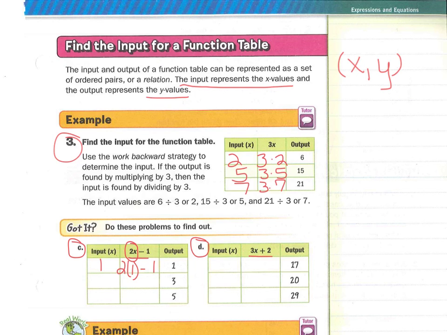So let's work backward and think about the next one again. We want our answer to be 3. We know that something minus 1 is 3. Well, 4 minus 1 is 3. So we know that 2 times 2 is 4, and 4 minus 1 is 3. So the input would be 2. How about for 5? Something minus 1 is 5. Well, 6 minus 1 is 5. So 2 times 3 is 6, which 6 minus 1 is 5. So our inputs are 1, 2, 3.